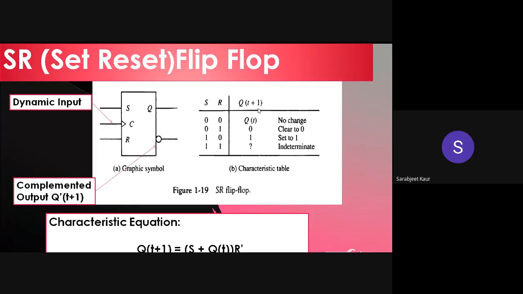And this is simply a bubbled output. That means whatever Q we get from here, the complemented output can be had from here. Is this clear? So we will be talking just about what we are going to feed in these S and R inputs, and what this flip-flop is going to do accordingly, and what output it will give me at the next instant. Is this clear? Yes or no, students? Yes, ma'am.